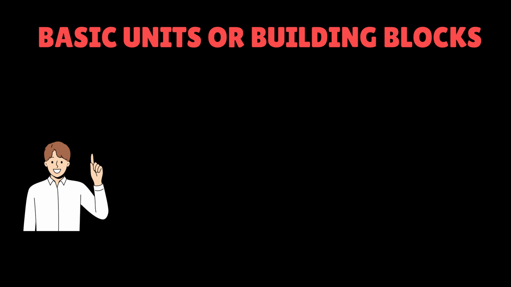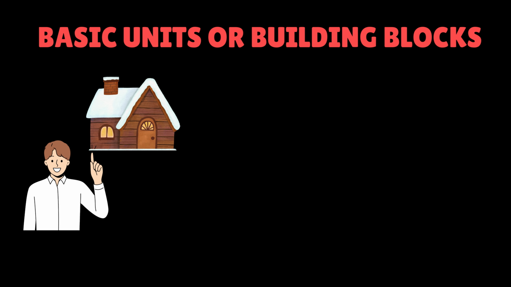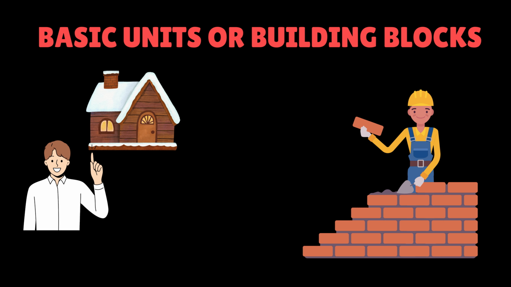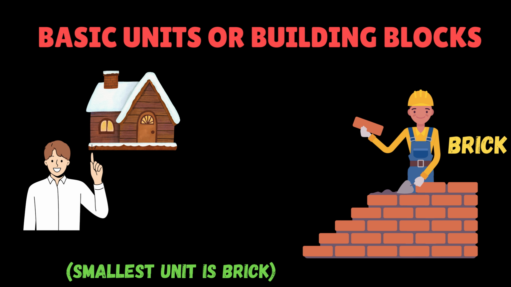Consider Mr. Tom. He wants to build a house. What does he need for it? Well, he needs bricks in order to build this house. Thus, the smallest unit is the brick. So, you can say that it is the bricks that make this house. Dear friends, we can say that the building blocks of this house are bricks.